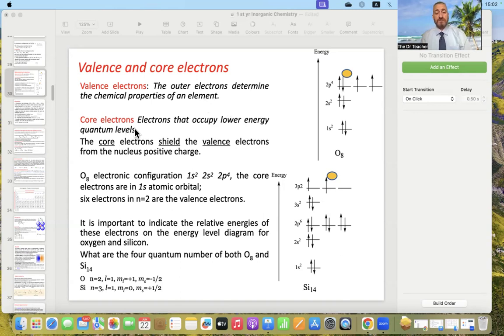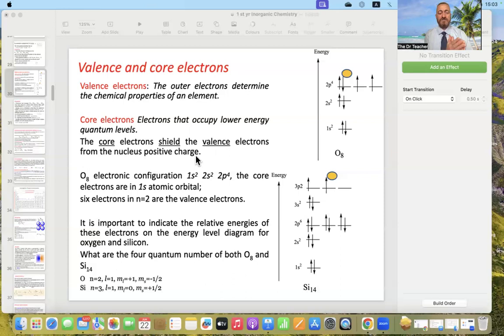The core electrons, these are the lower ones. Electrons that occupy lower energy quantum levels, the lower energy. Now, we have a fact saying the core electrons shield the valence electrons from the nucleus's positive charge.